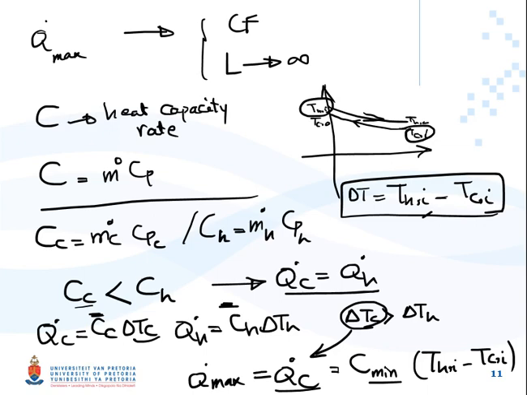How are we going to find the C minimum? Basically, we calculate the heat capacity rate of cold fluid and hot fluid. Whichever one is lower will be our C min. In this specific case, we started with the assumption that the heat capacity rate of cold fluid is lower, so basically it will be equal to Cc. Okay, so that's basically it. It's not a very complicated method.